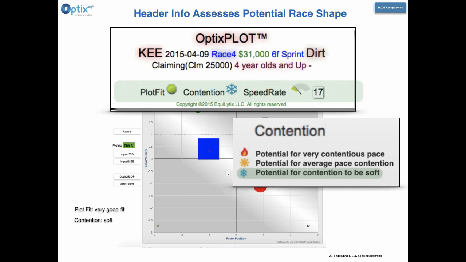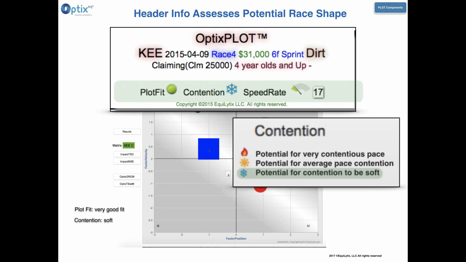A race could have high contention and be a slow pace. It could be a bunch of closers, not early lead types, just a bunched field running around the track. The pace could be stressful and contentious because the field is bunched, but there's really no speed. So we distinguish between the two. Contention is how bunched the field is, or how much pressure we expect on the early pace, and the speed rating is the rate of it, how fast it is.